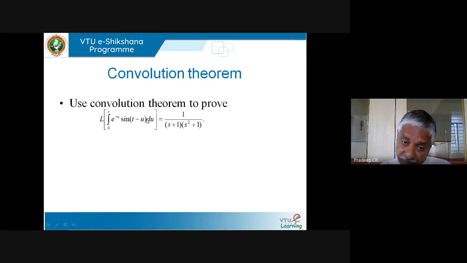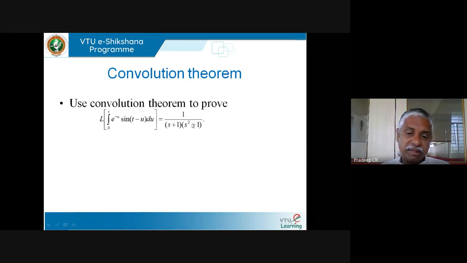And then after integrating, if you do it by parts, you have to do it by parts twice. Afterwards, you have to find Laplace of that, and each one is a non-trivial step. But convolution theorem tells us, oh no, I don't have to work so hard, I can do it much more easily. How do I do it?